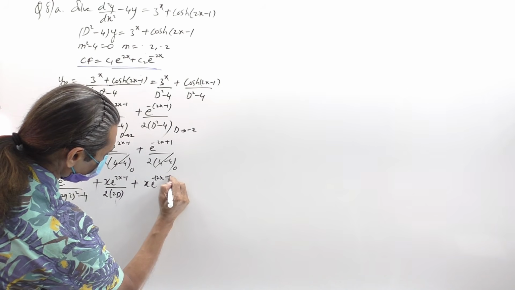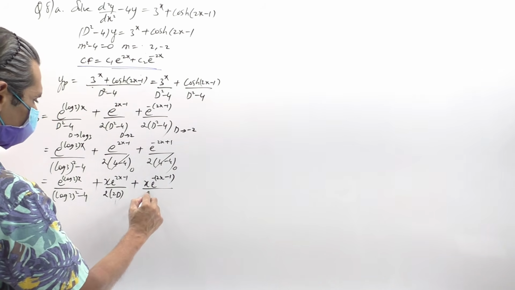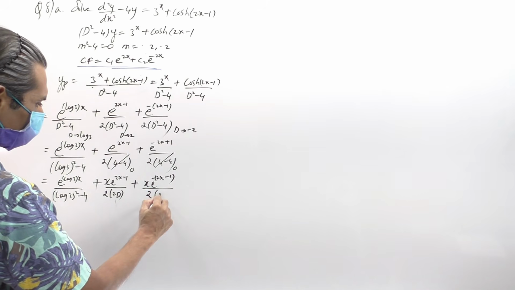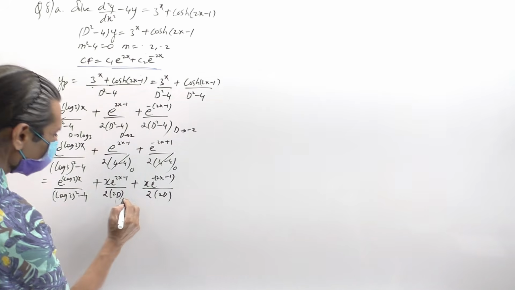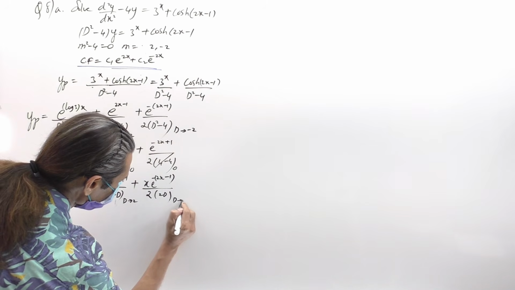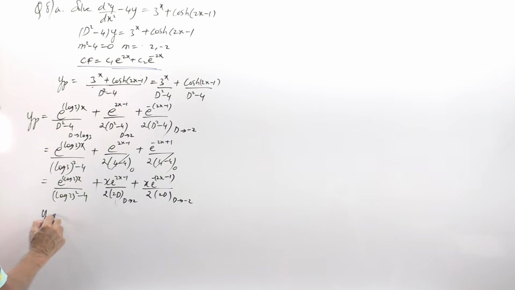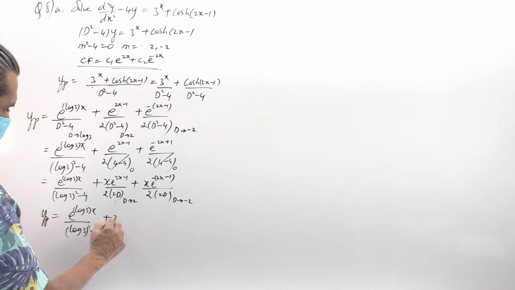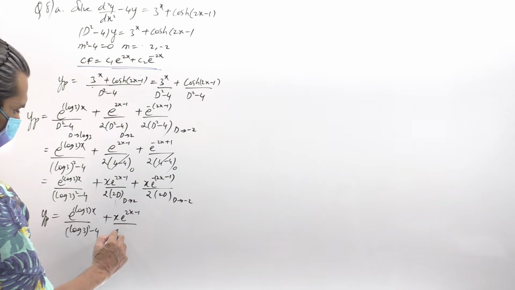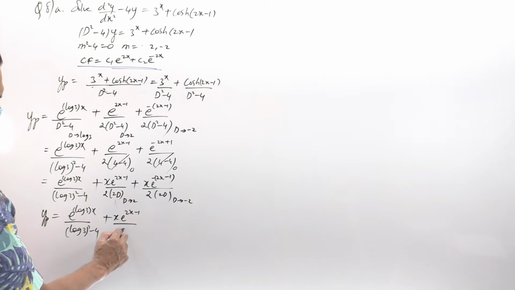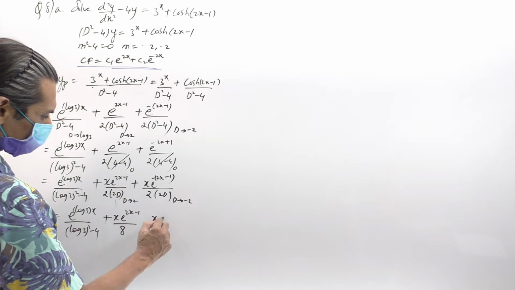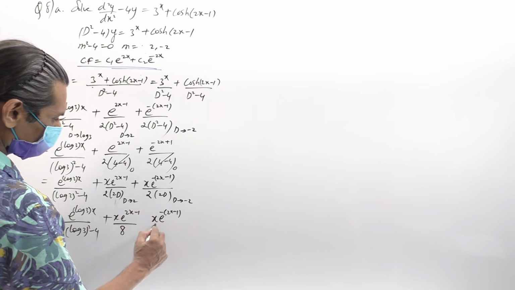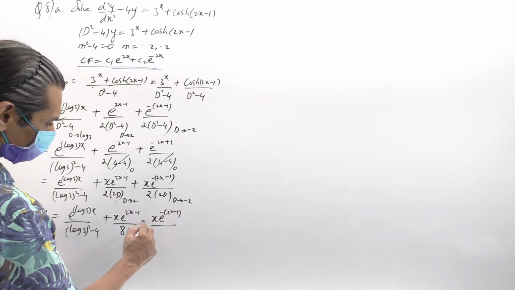Again, since the denominator is 0, x into e raised to minus 2x minus 1, you can write it as it is, upon 2 into, again the derivative of D square is 2D. So again here this is over, so we replace D by 2 and here D by minus 2. So the particular integral yp is equal to e raised to log of 3x by log 3 whole square minus 4, plus x e raised to 2x minus 1 by, see, replace D by 2: 2 into 4 is 8. And here plus x e raised to minus 2x minus 1 upon 2 into minus 2, minus 4, that is minus 8. So this will be minus.